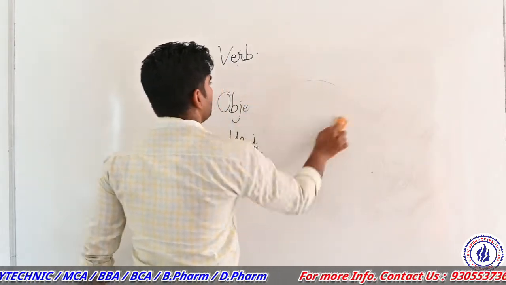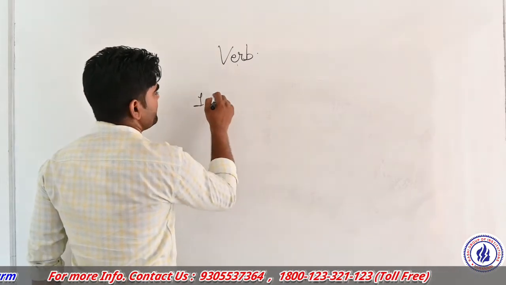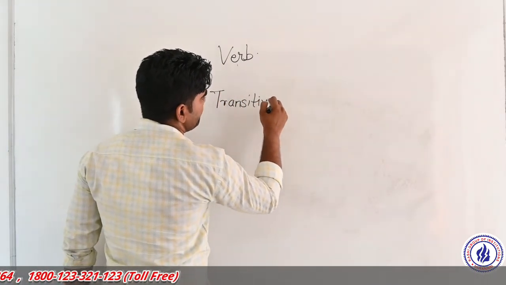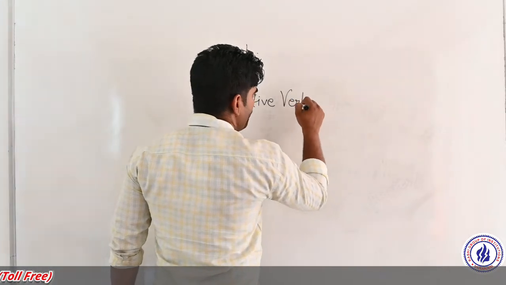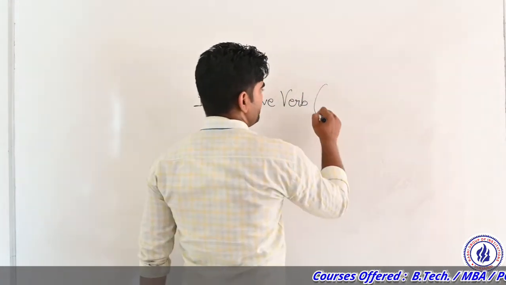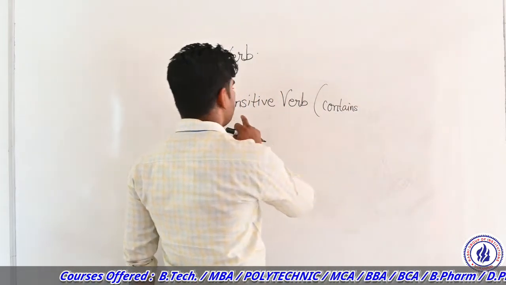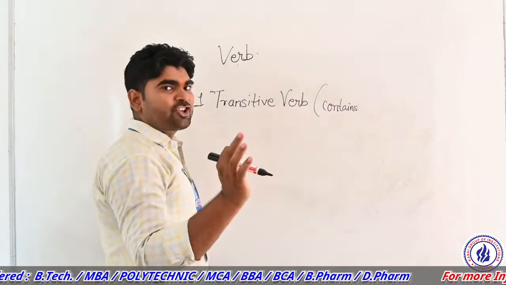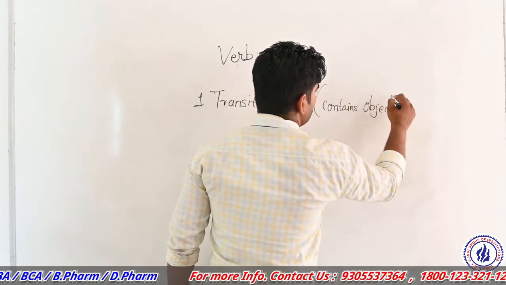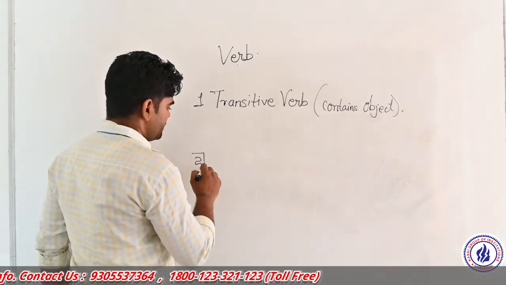First of all, let's classify it: transitive verb. A transitive verb contains an object. What do you mean by transitive verb? The sentence which contains an object is called a transitive verb. Is it clear? Now, the second one is intransitive.